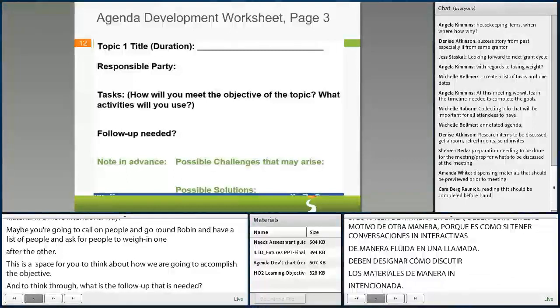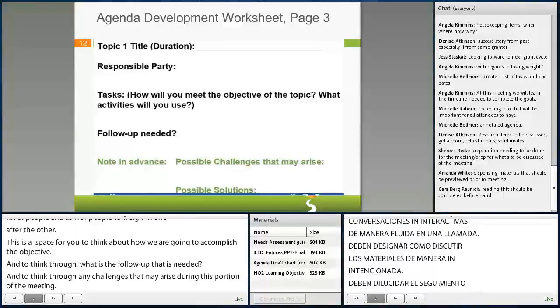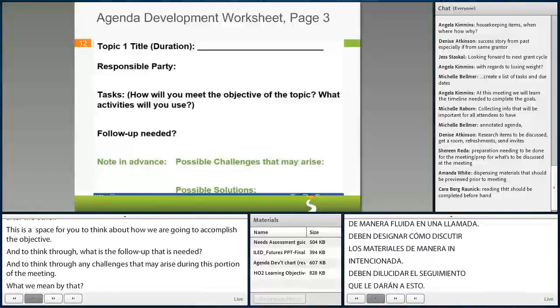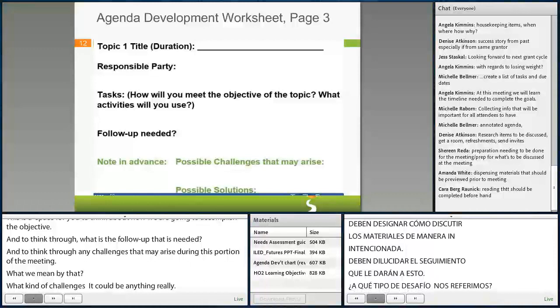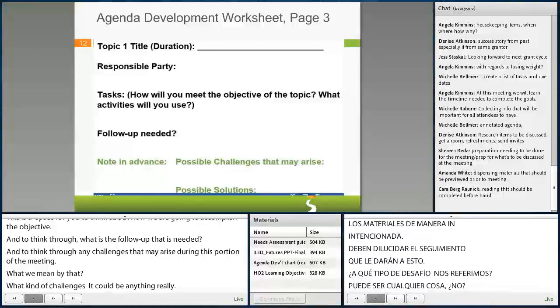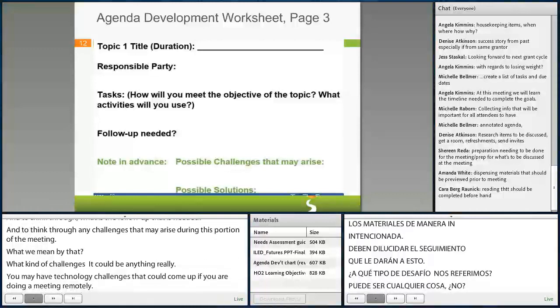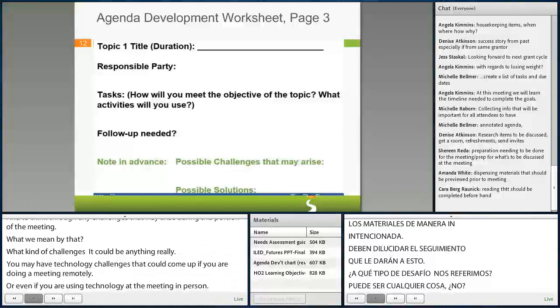You know, it could be anything, really, right? You may have technology challenges that could come up if you're doing a meeting remotely, or even if you're using technology at a meeting in person. So you might want to think through some solutions to that. Maybe we'll have a backup plan. We'll make sure we also have materials on paper, that kind of thing.